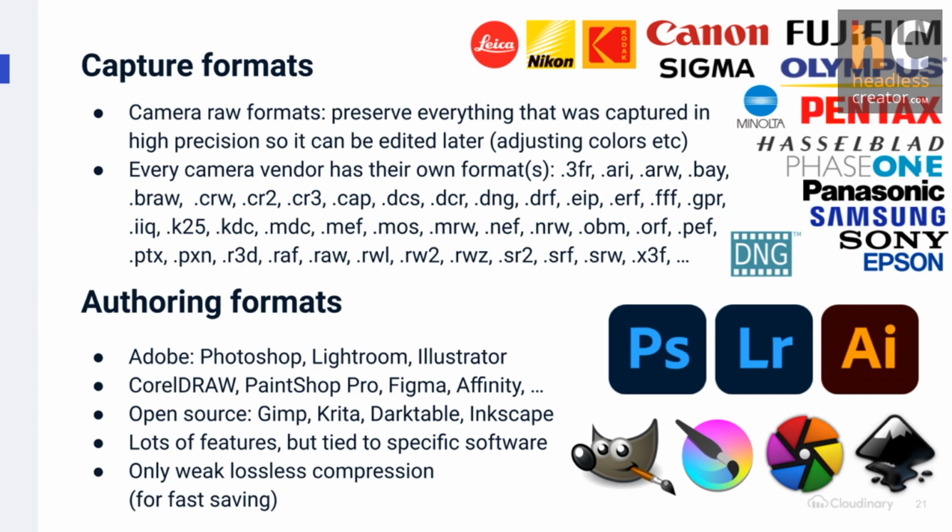In authoring formats, you have basically one format per software package. There's, of course, the Adobe products that are very well known. There are other products. There's also open source alternatives for them like GIMP or Krita. And typically this software has a lot of features, and all of these features are somehow reflected in the format that corresponds to that software. And again, like I said, they don't really do compression. Maybe they do some weak form of compression, but it needs to be something that can be done quickly.